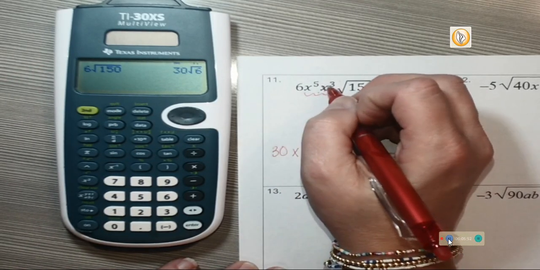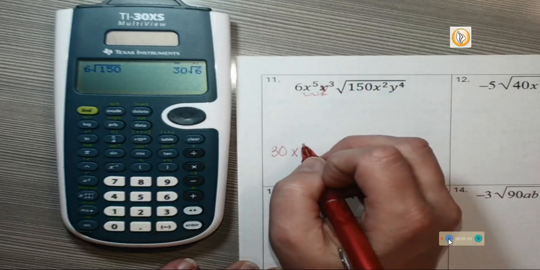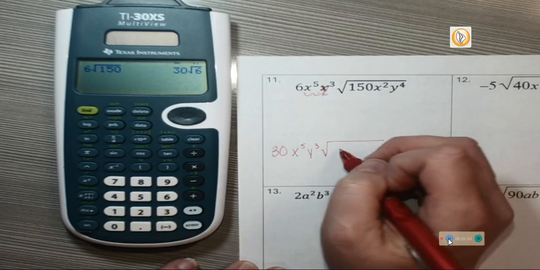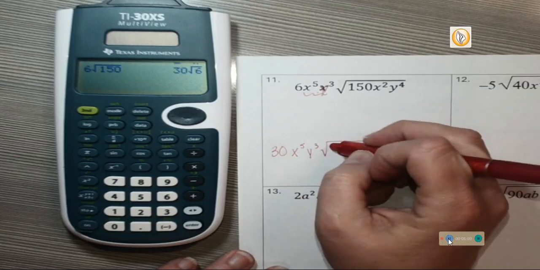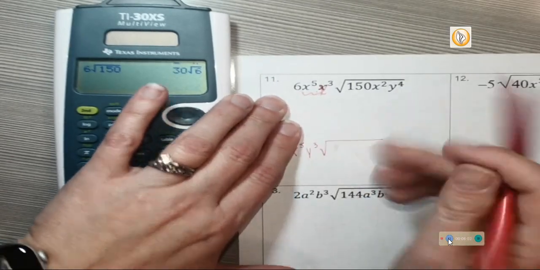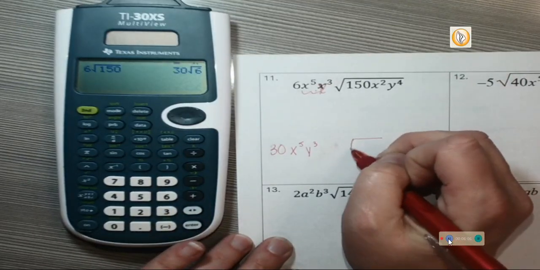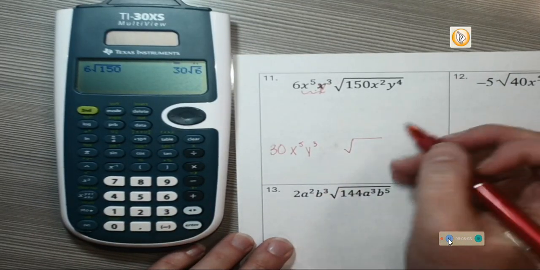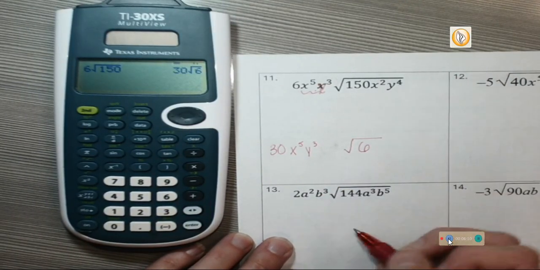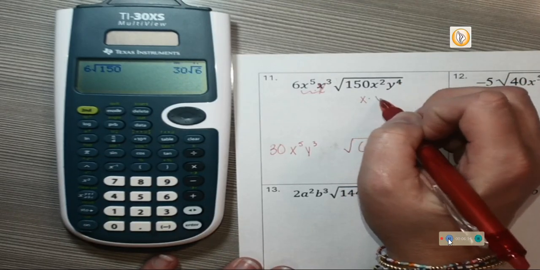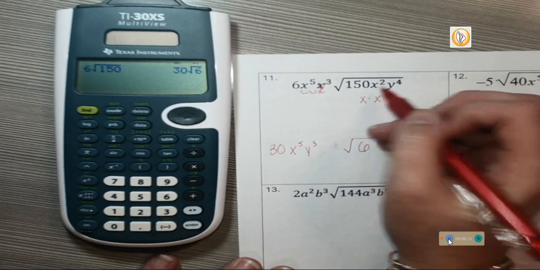Oh, that should be a y right there. x to the 5th, y to the 3rd, square root of 6. Oh, I figured it out. All right, now leave a little bit of room, and you've got 6 on the inside. Now, how many x's are under the house? You got 2 right there.